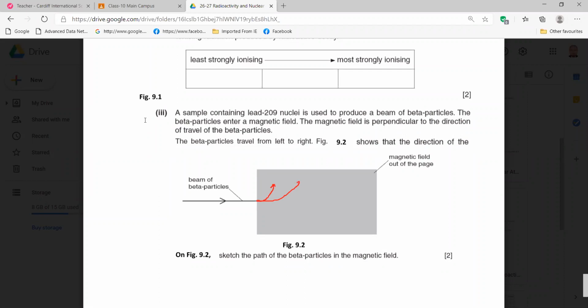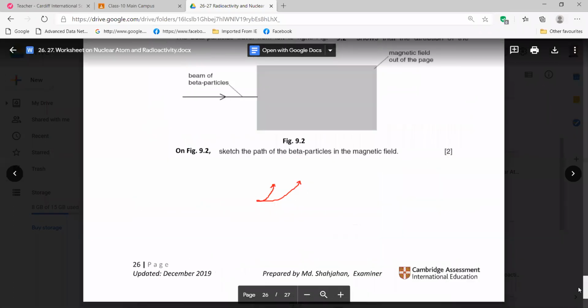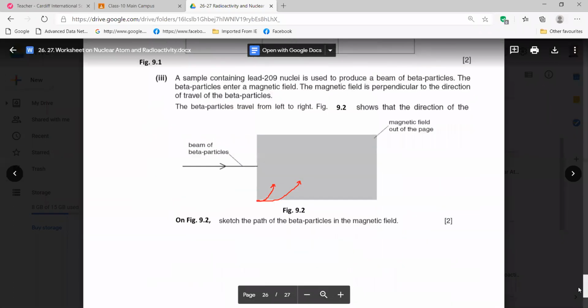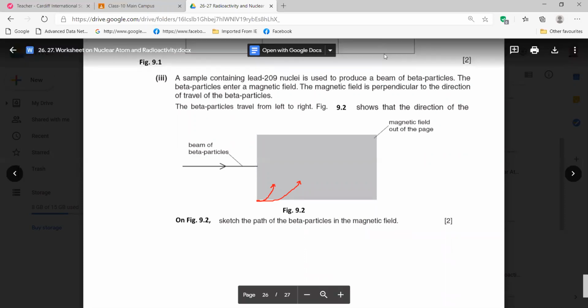Okay. Shows the direction of the beam of particles, yes, magnetic field out of the page. Yes. So on Figure 9.2, sketch the path of the beta particles in the magnetic field. So it's clear to you, right? What you have to do.